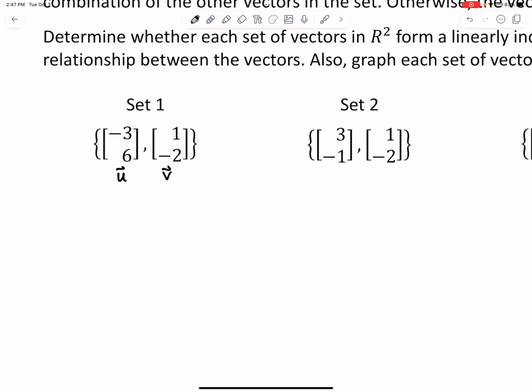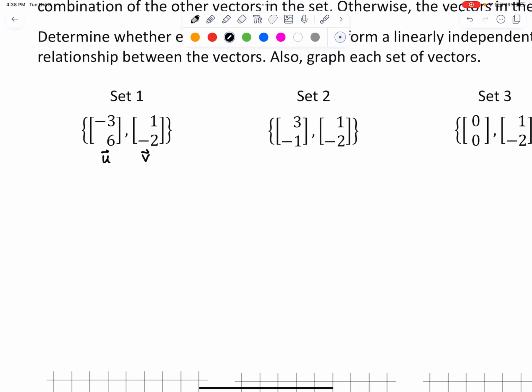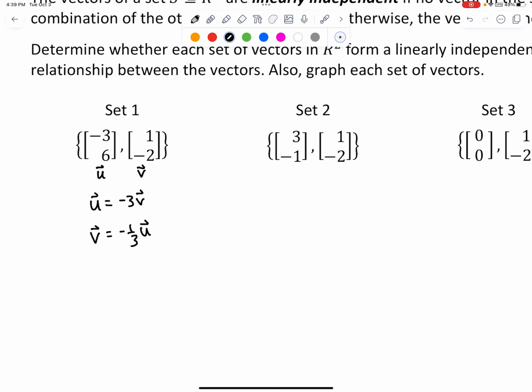Well, since there's only two vectors in this, we simply need to check whether any vector is a multiple of the other vector. Now in this particular case, we can see that if you multiply vector v by -3, you will get vector u. So vector u is equal to -3 times vector v. And similarly, I can say that vector v, therefore, is equal to -1/3 of vector u. Therefore, each vector is a linear combination of the other vector. And in this case, because there were only two vectors in the set, we can say more precisely that each vector is simply a multiple of the other vector. This means that the two vectors, u and v, are linearly dependent.